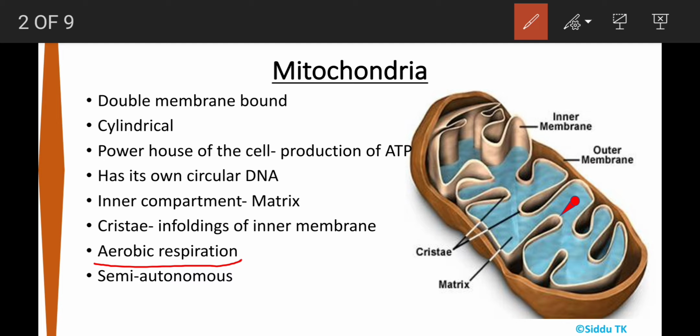The main function of mitochondria is to produce energy currency in the form of adenosine triphosphate, that is ATP. Hence, mitochondria is called the powerhouse of the cell. Mitochondria has its own DNA. This organelle is also called a semi-autonomous organelle.